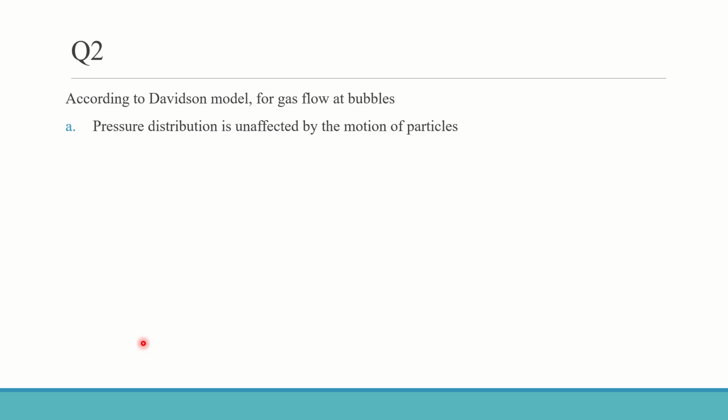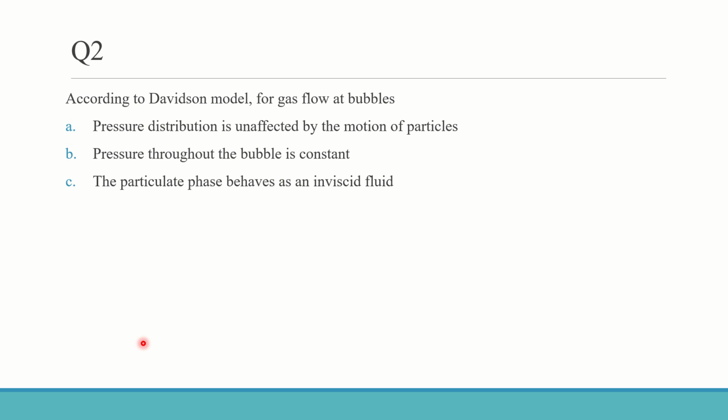So now let us go to question 2. According to the Davidson model for gas flow at bubbles, option A, pressure distribution is unaffected by the motion of particles. Option B, pressure distribution through the bubble is constant. Option C, the particulate phase behaves as an inviscid fluid. Option D, all of these. So the answer is option D, all of these. According to the Davidson model, pressure throughout the bubble is constant. Also the particulate phase behaves as an inviscid fluid, which we saw in the second postulate from the last problem. And pressure distribution is unaffected by the motion of the particles.